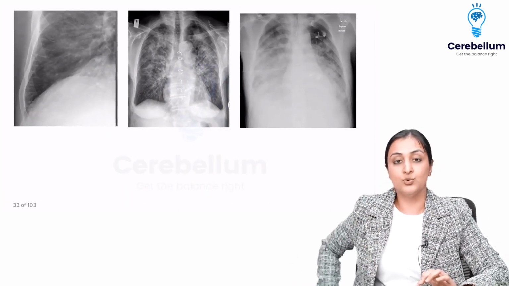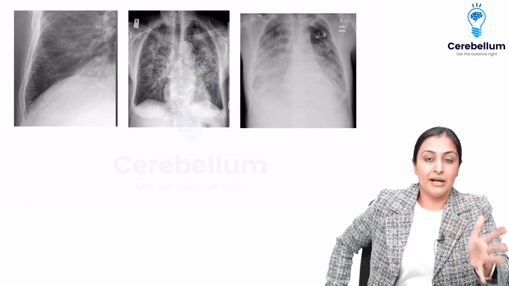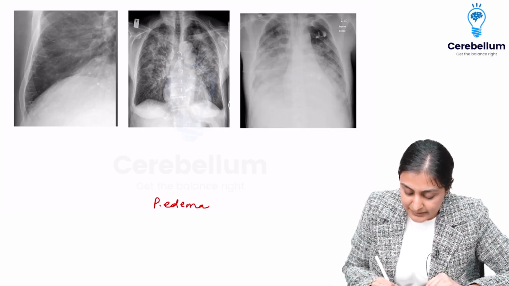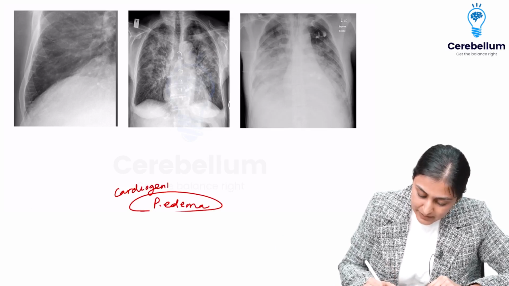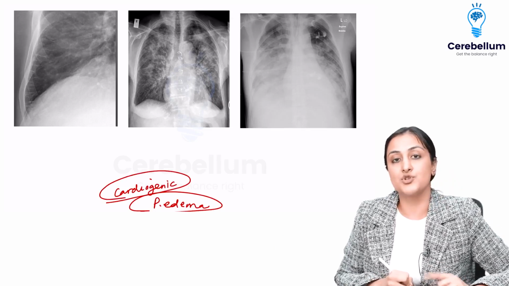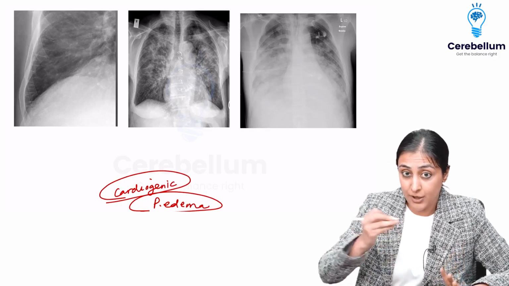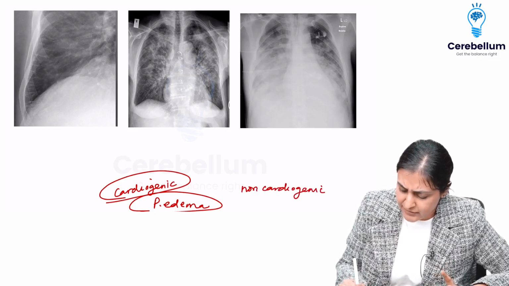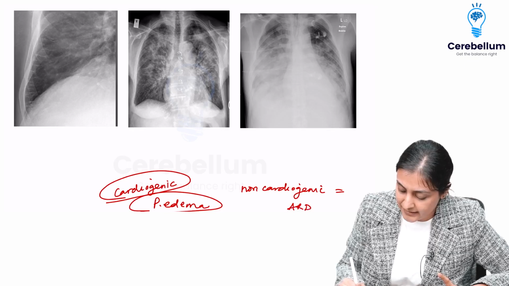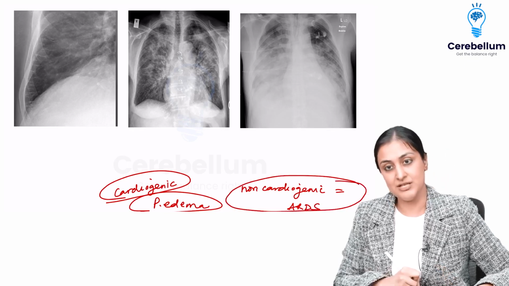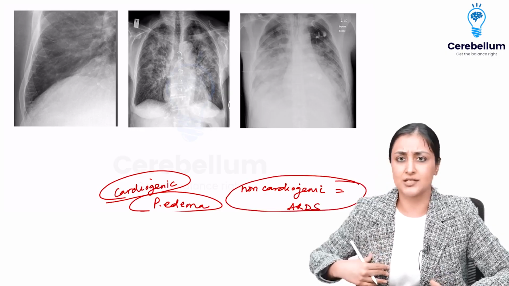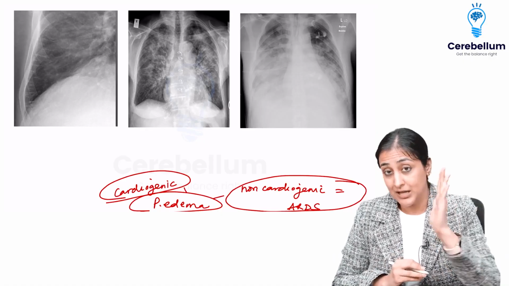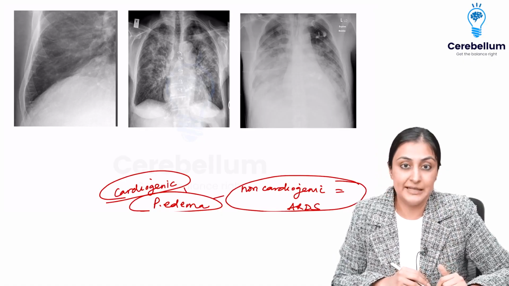Next, I want to talk to you about edema, pulmonary edema. So when I say pulmonary edema, it can either be cardiogenic pulmonary edema, meaning it is developing because of left ventricular failure, or it could be non-cardiogenic pulmonary edema, which we also call ARDS, acute respiratory distress syndrome, which could happen because of any other systemic cause, right? So we need to first distinguish the two. Let's talk about cardiogenic pulmonary edema first.